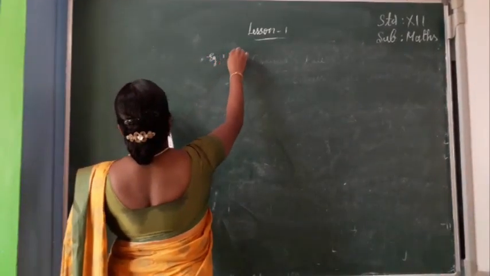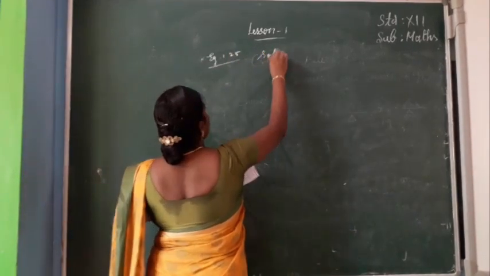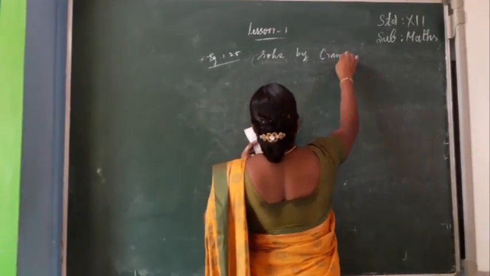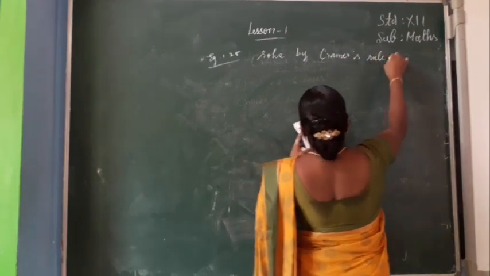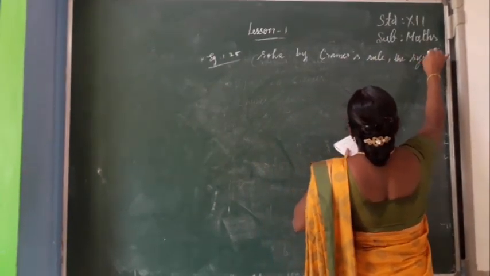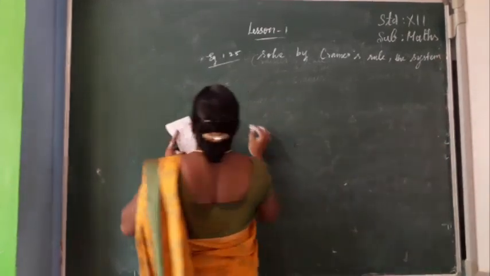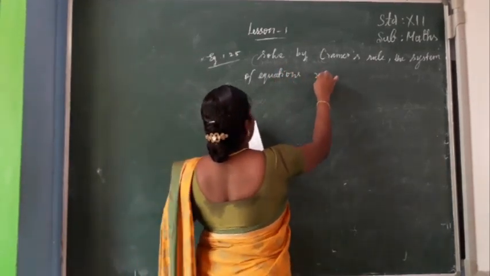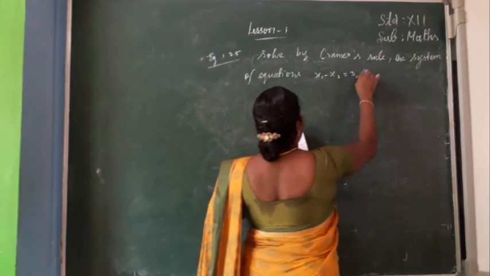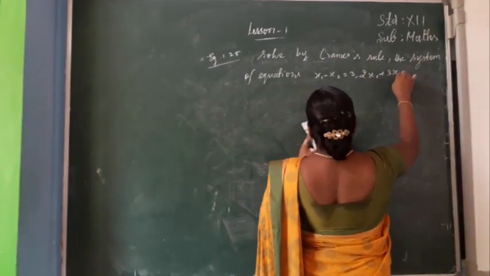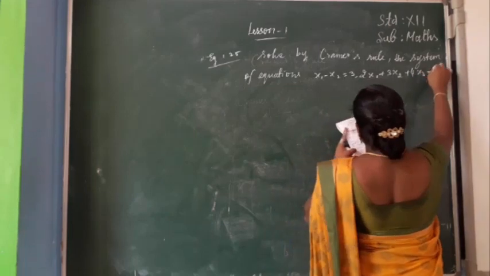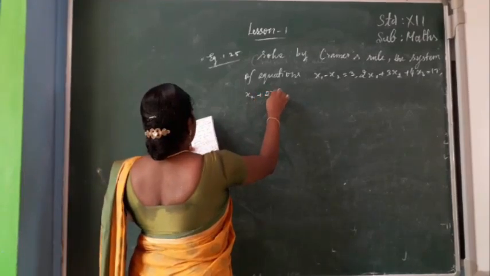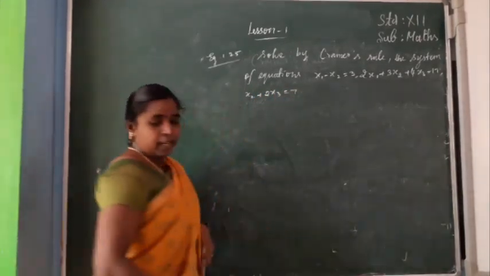Example 1.25. Solve by Cramer's rule the system of equations: x1 minus x2 equal to 3, 2x1 plus 3x2 plus 4x3 equal to 17, next, x2 plus 2x3 equal to 7. Okay, so we can use Cramer's rule.